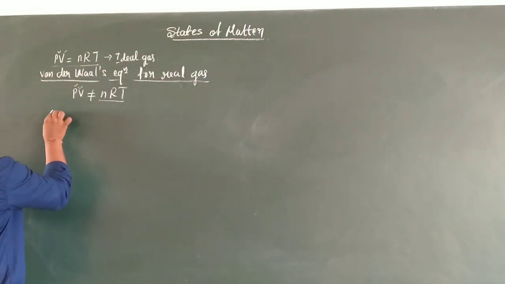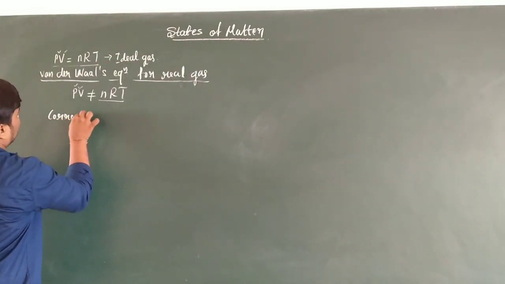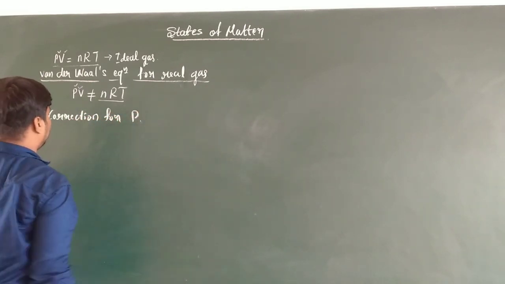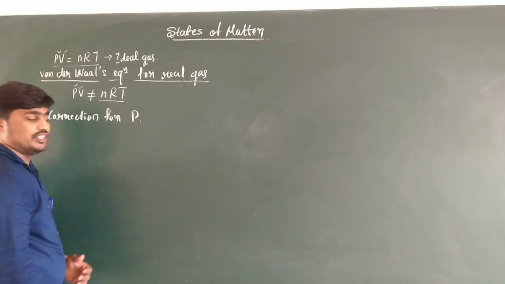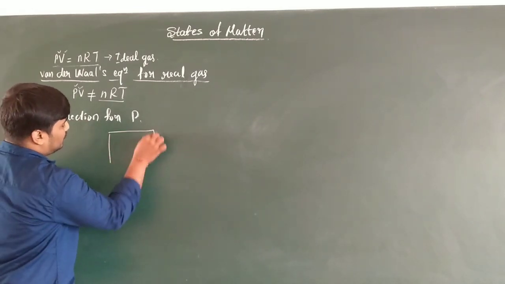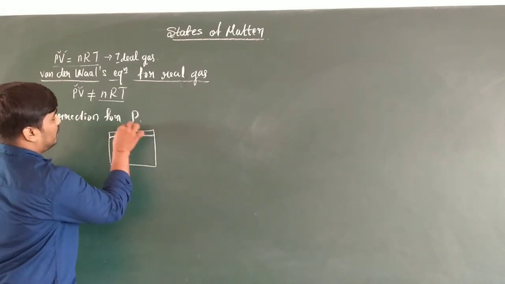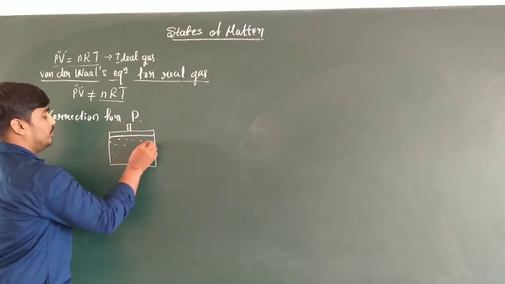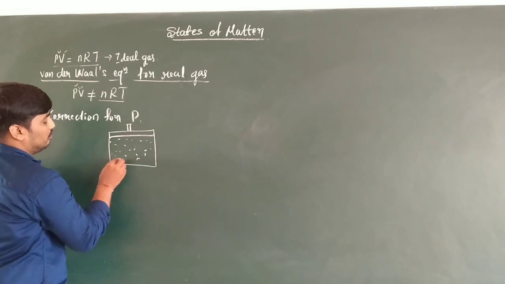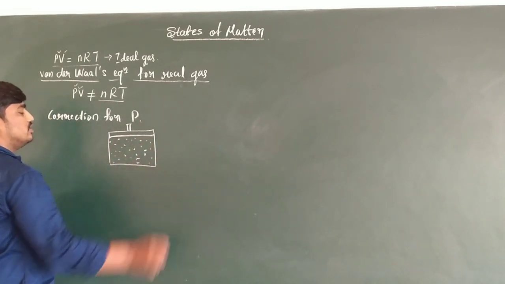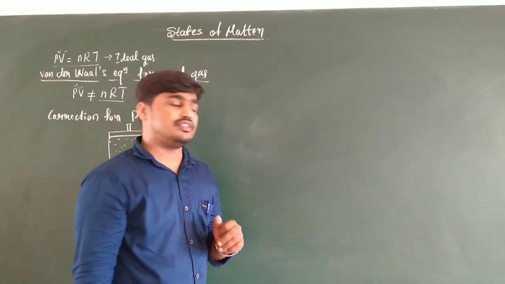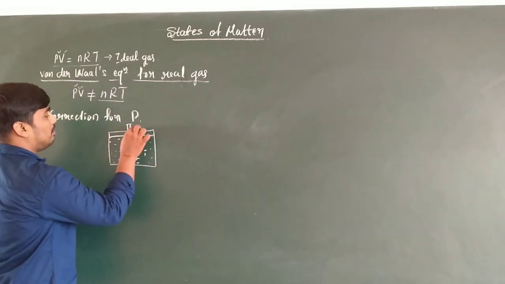First is the correction for pressure. Okay, how do we give the correction to pressure? If we consider a real gas system, okay, this is the real gas system. These are the gaseous real gas molecules. These are the real gas molecules. In these cases, pressure is applied.